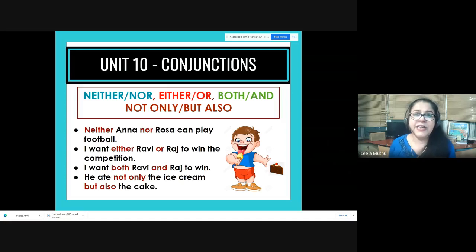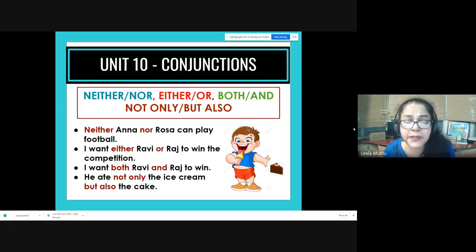Okay. Now we come to the conjunctions which are in pairs. You'll find them always together, like best friends. Okay. So neither nor, either or, both and, not only but also. Now see them when they are used in sentences.